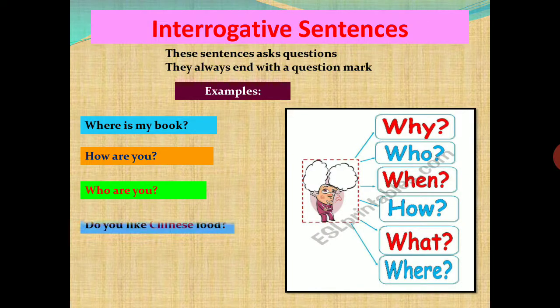Next one is, who are you? And the last one is, do you like Chinese food? Now, I know you all like Chinese food, but these are the examples of interrogative sentences. And interrogative sentences always end with a question mark. So we need to keep that in our mind while framing a sentence or while identifying a sentence.